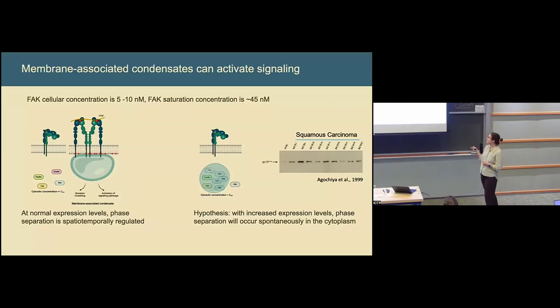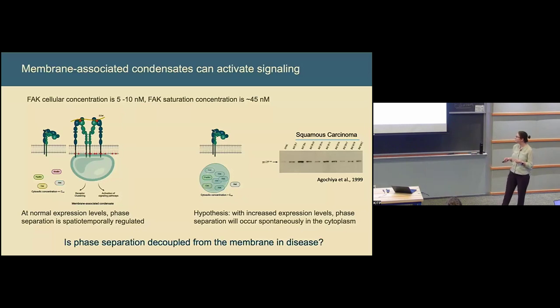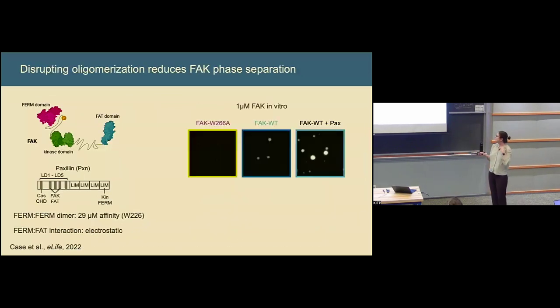And so we hypothesize that if we just overexpress FAC, maybe we can start to form condensates in the cytoplasm and decouple the signaling from the receptor, which would potentially be bad because you want to regulate signaling in a cell. And so to test this, we just decided to overexpress FAC and see if that was sufficient to induce signaling. We used our knowledge of how FAC phase separates.